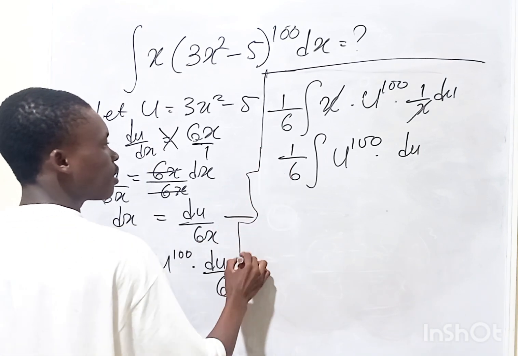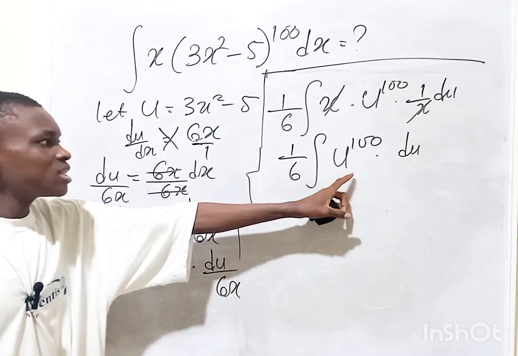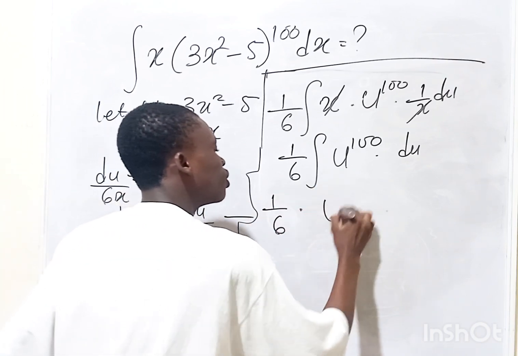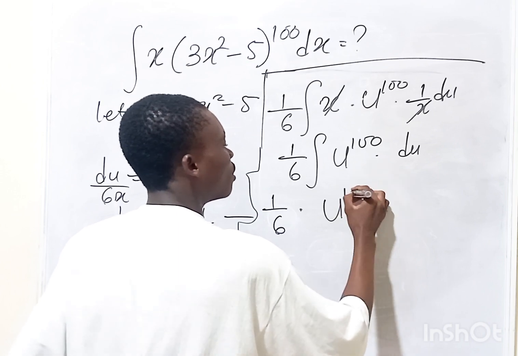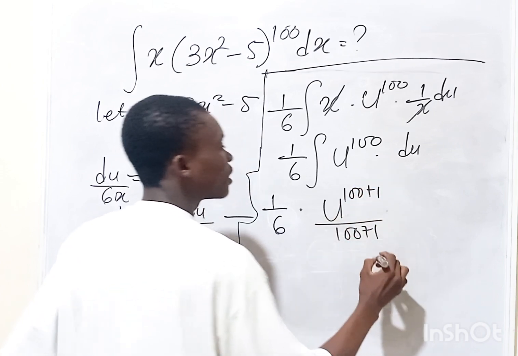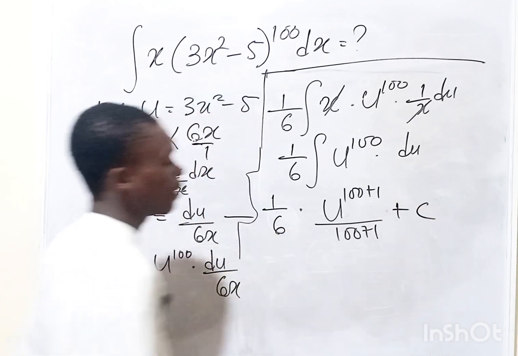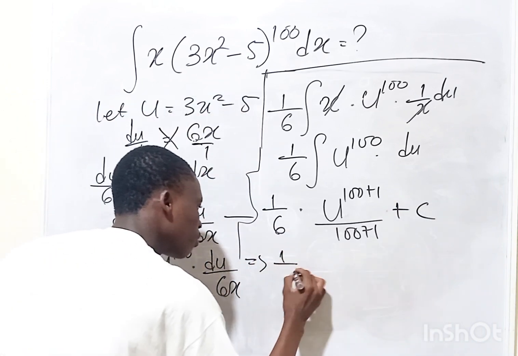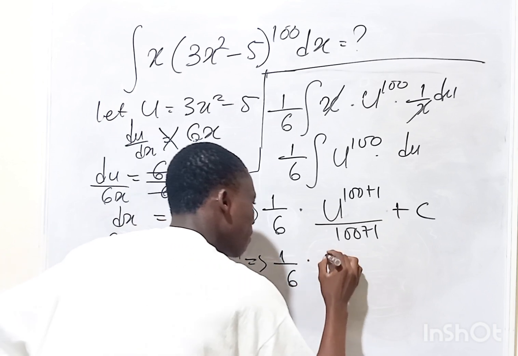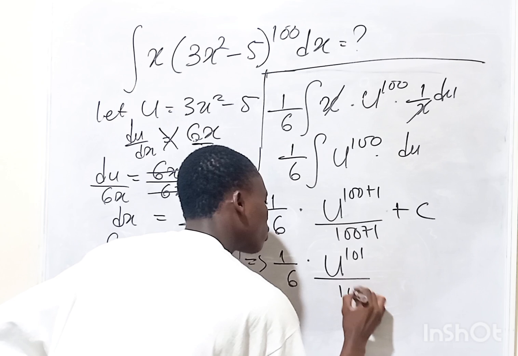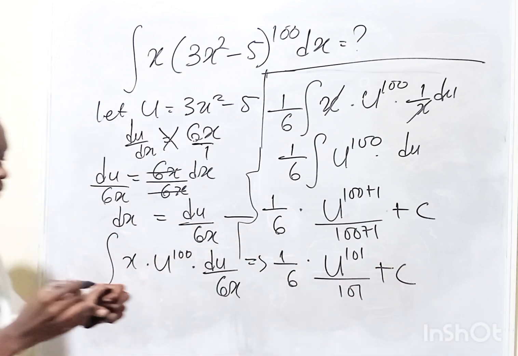So from here, let's integrate. If we integrate this, we'll find that this is 1 all over 6 multiplied by u to the power 100 plus 1, all over 100 plus 1, plus c. This implies 1 all over 6 multiplied by u to the power 101 all over 101, plus c.